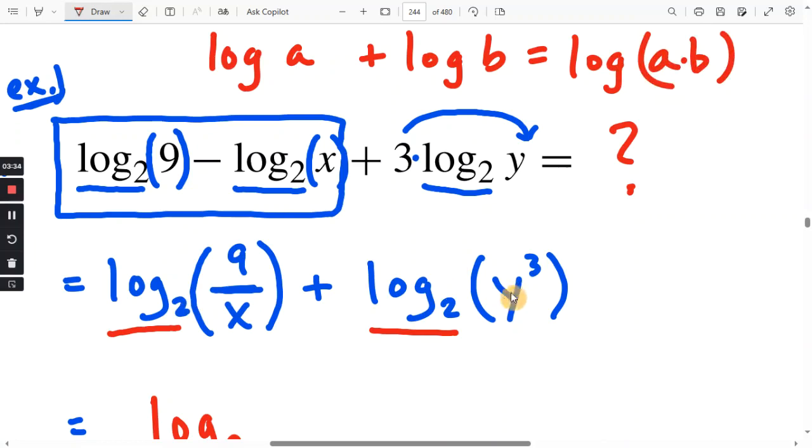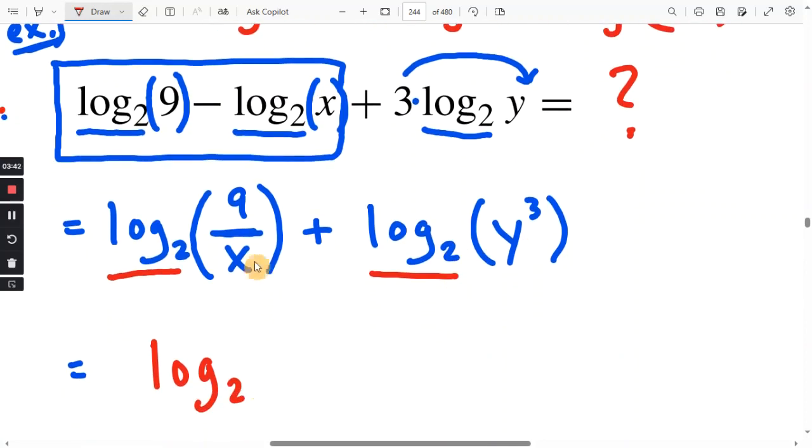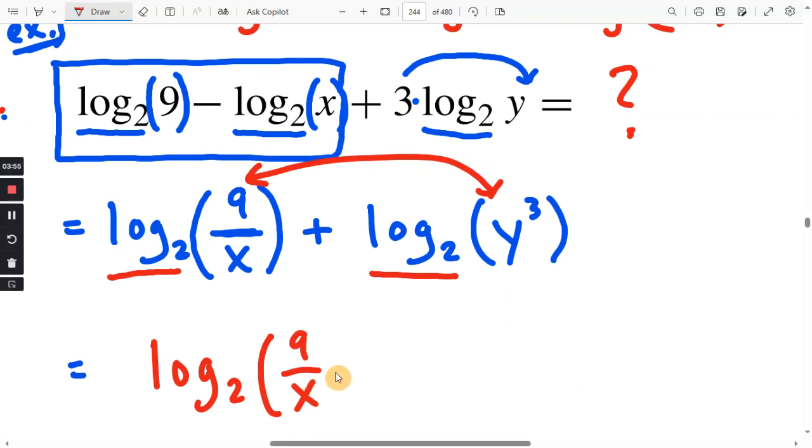All right, so that's what we're doing here. We have log of A plus log of B. But instead of log base 10, we have log base 2. And these two terms, the 9 divided by x and the y to the third, they get multiplied by each other. So the new argument here is going to be 9 divided by x times y to the third. I just multiplied the two arguments because the logs match and they're added.